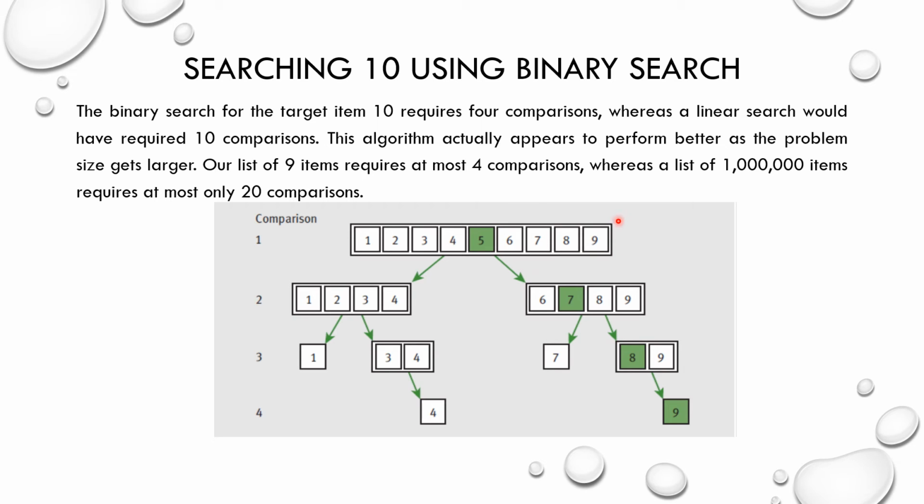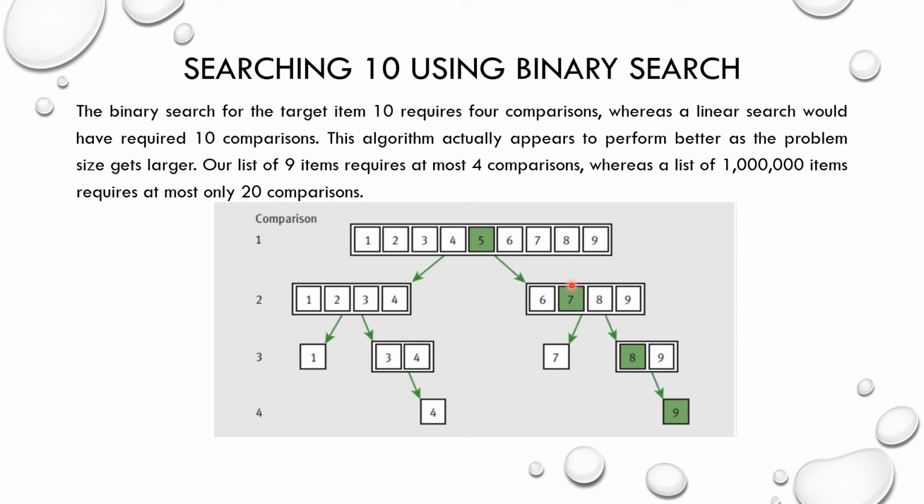That is, we will compare in 6, 7, 8 and 9 whether the element is present in 6, 7, 8 or 9 or not. Here we are doing the working. For searching 10, again we calculate the middle of this, and the middle of this is 7, and 10 does not match with 7.